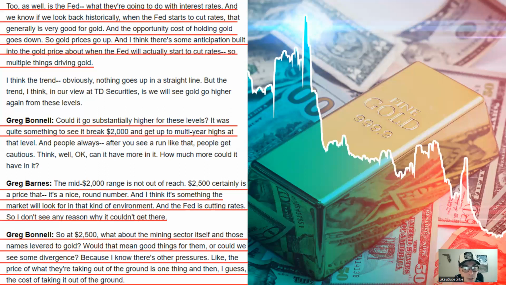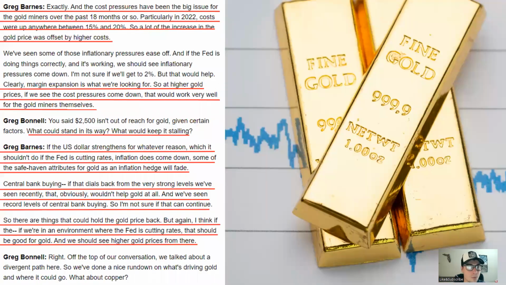Because I know there's other pressures, like the price of what they're taking out of the ground is one thing, and then I guess the cost of taking it out of the ground. And Greg Barnes says exactly. The cost pressures have been the big issue for gold miners over the past 18 months or so. Particularly in 2022, costs were up anywhere between 15 and 20%. So a lot of the increase in the gold price was offset by higher costs.